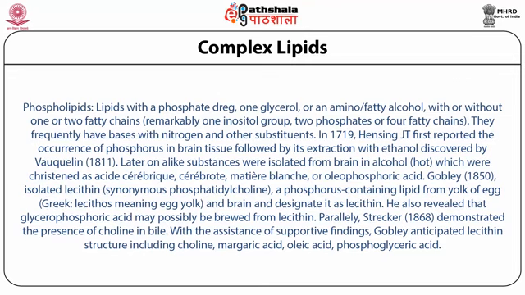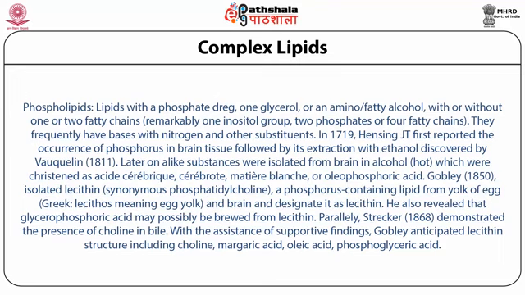Hensing in 1719 first reported the occurrence of phosphorus in brain tissue, followed by its extraction with ethanol, which was discovered by Vauquelin in 1811. Later, similar substances were isolated from brain in alcohol and were further christened as acide cérébrique, cerebrotum matière blanche, or oleophosphoric acid.